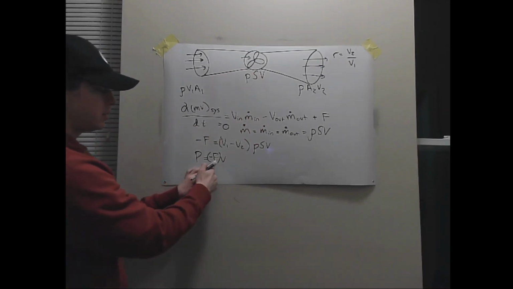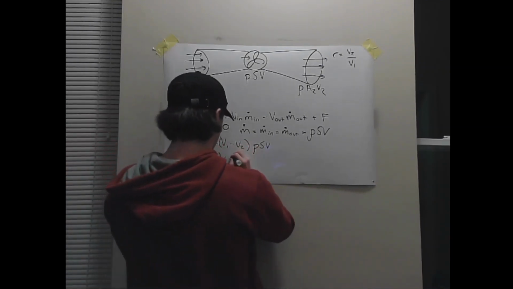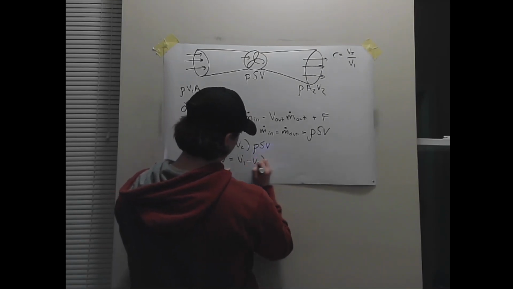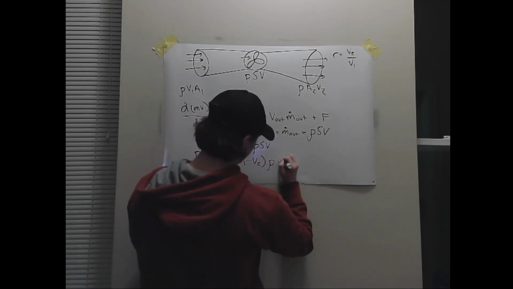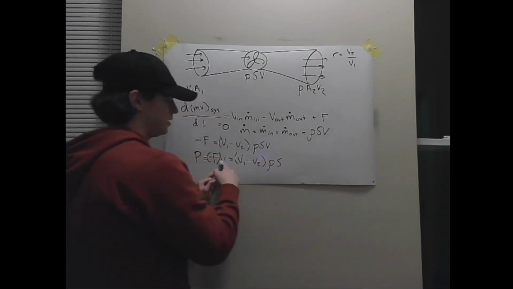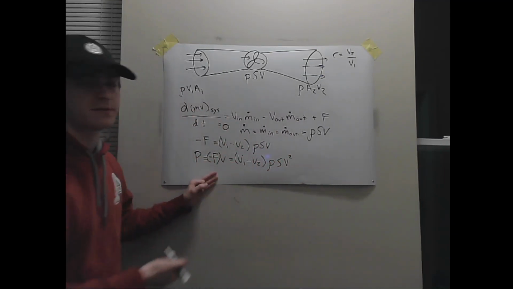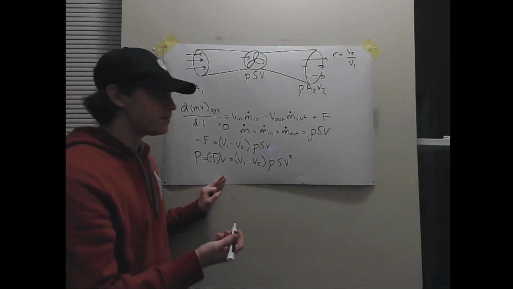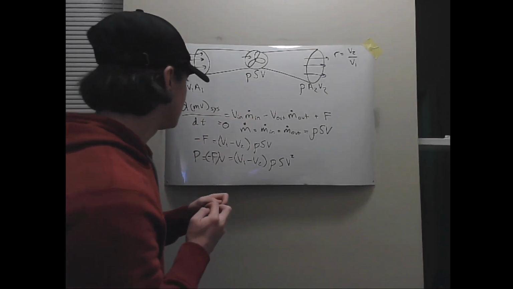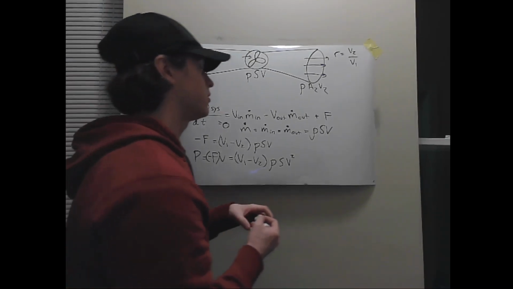So we can go ahead and plug in our expression for negative F now into the power equation. So we'll have V1 minus V2 times rho S, and then we'll have V squared because there's V in both of these expressions. And this is our first power equation. So from here, I'm going to go ahead and write this off to the side, and we'll use it later, and we're going to use a kinetic energy balance to define another power equation.